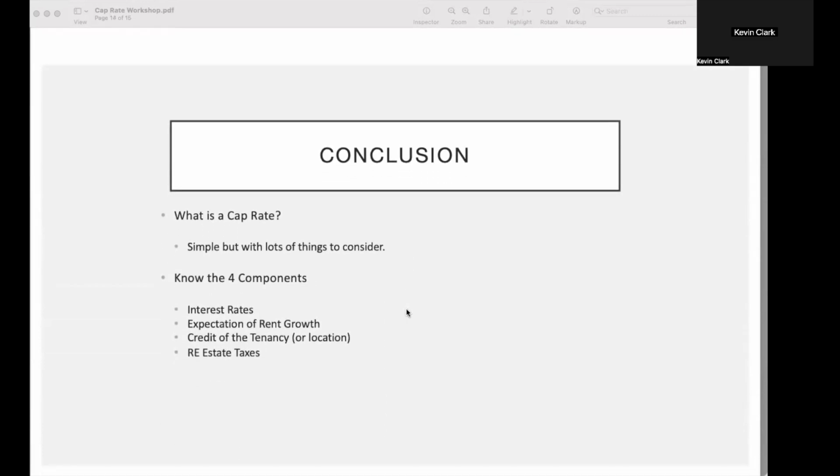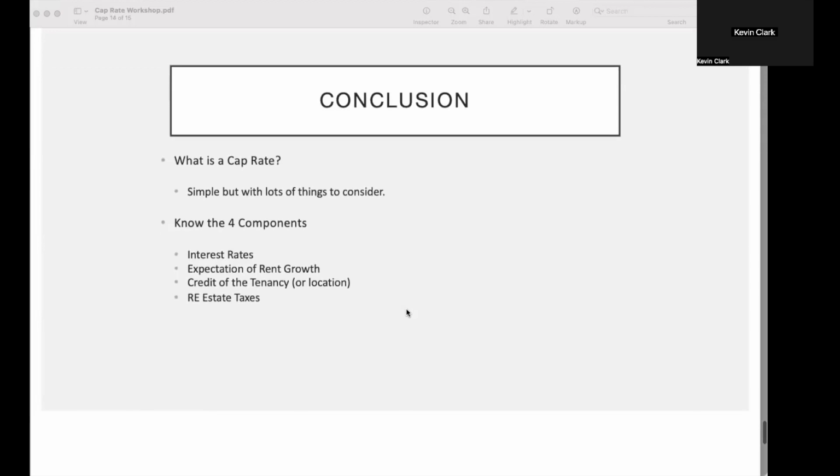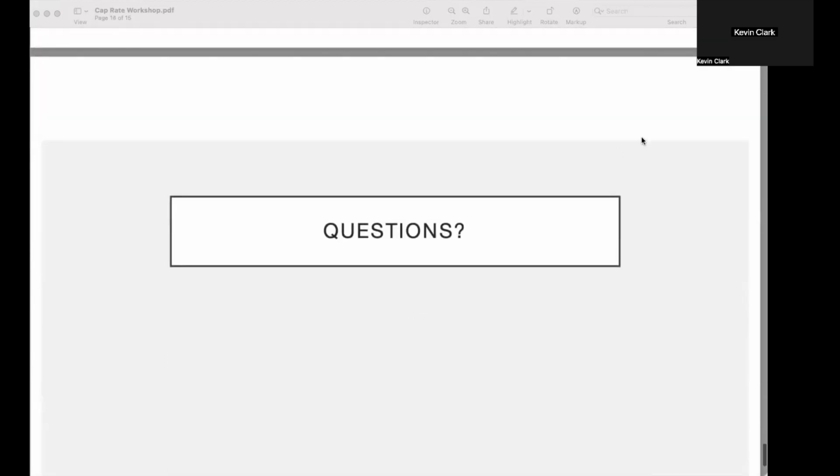So, in conclusion, what's a cap rate? Hopefully, you have a better understanding, or can articulate more about what cap rates actually are. You probably knew a lot. Hopefully, you learned a little bit more. Know the four components: interest rates, expectation of rent growth, credit of the tenancy, and how real estate taxes ought to be priced in. Are there any questions?